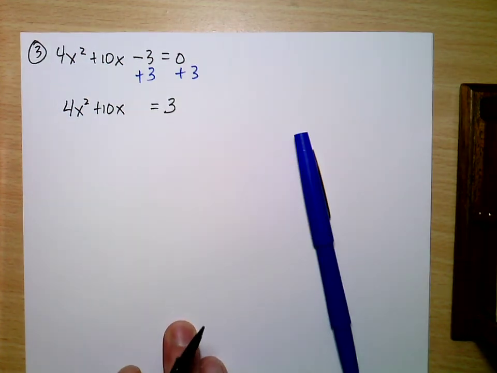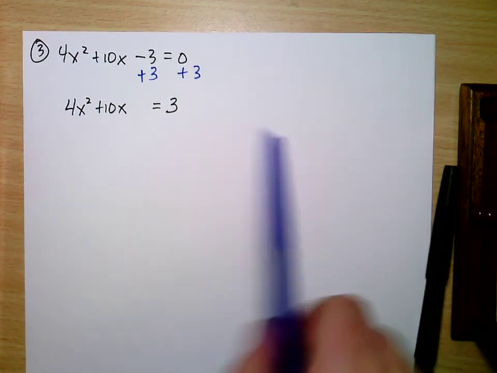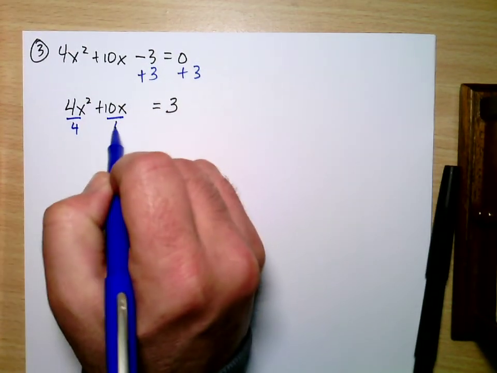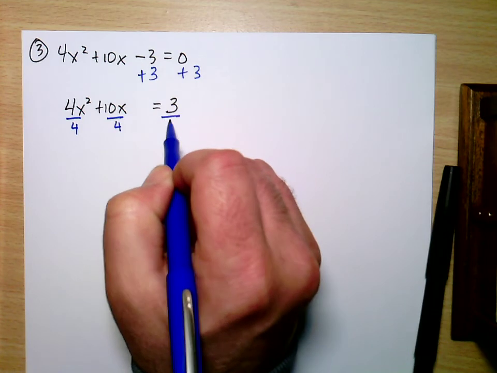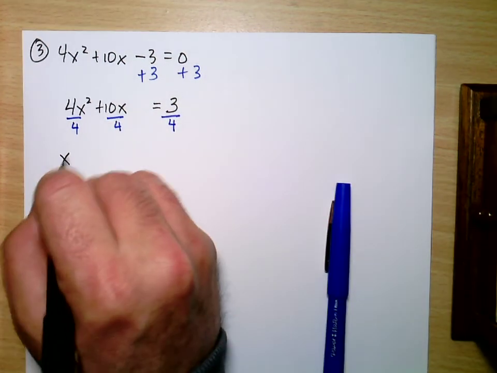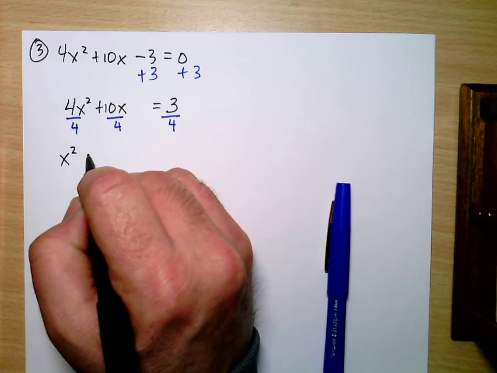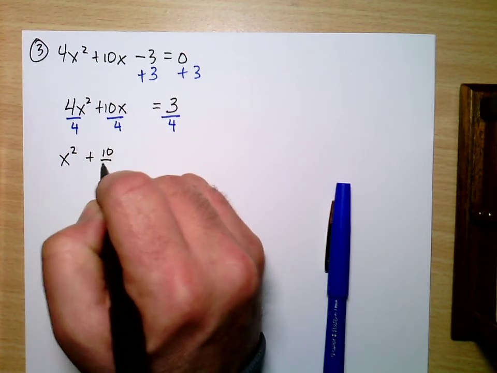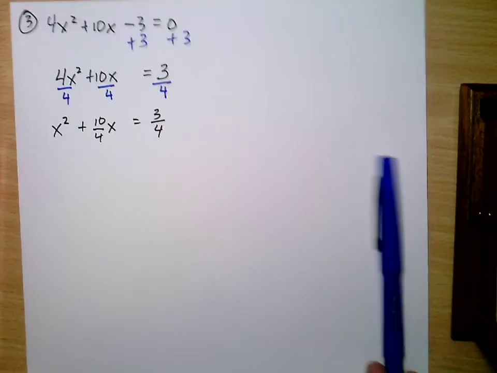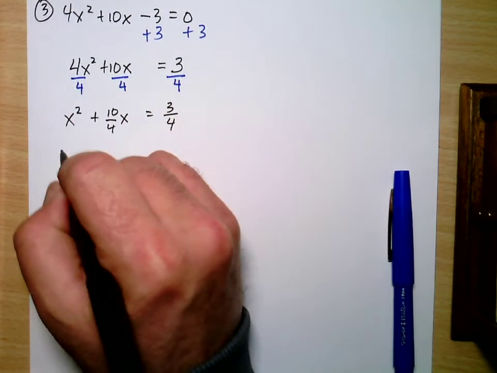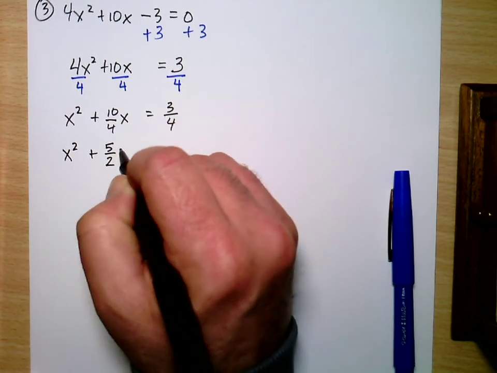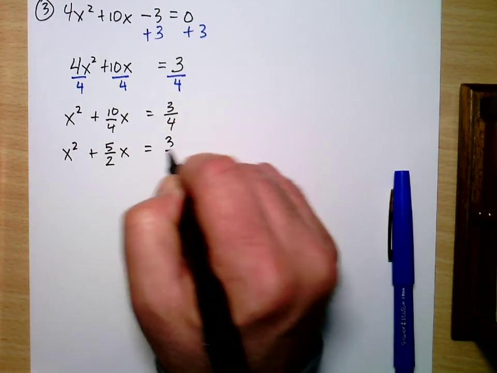Okay, now I want to get rid of that 4. And the only way to get rid of that 4 is to divide. Divide everything by 4. So what does that give me? x squared plus 10 fourths x equals 3 fourths. Well, let's simplify this again, because 10 fourths can be reduced. And it's really important that we reduce our variables when we can.